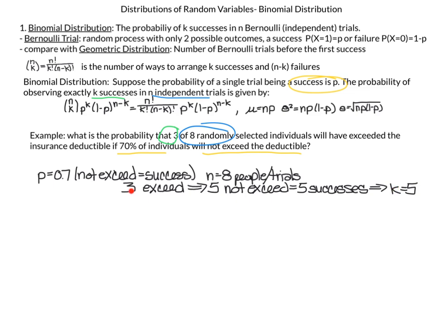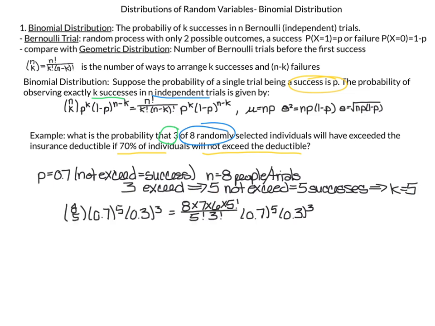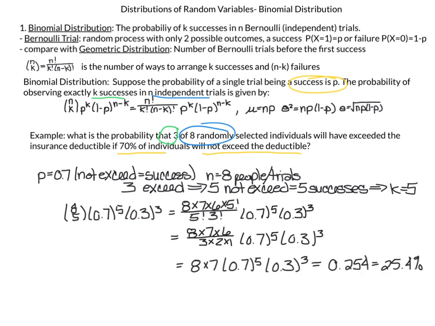This is something you need to be careful about because we're looking at 3 that will have exceeded when our probability is defined in terms of not exceeding. So it's 8 minus 3 that gives us our 5, which will be k. Plugging into our formula now, we have n choose k, so that's 8 choose 5. Probability to the kth, so that's 0.7 to the 5. And 1 minus p, that's our failure, that's going to be 0.3, or 1 minus 0.7, 0.3 to the third. And the rest is calculation.